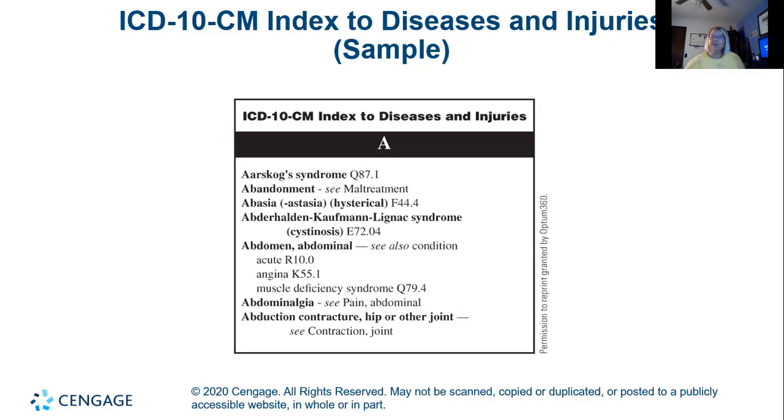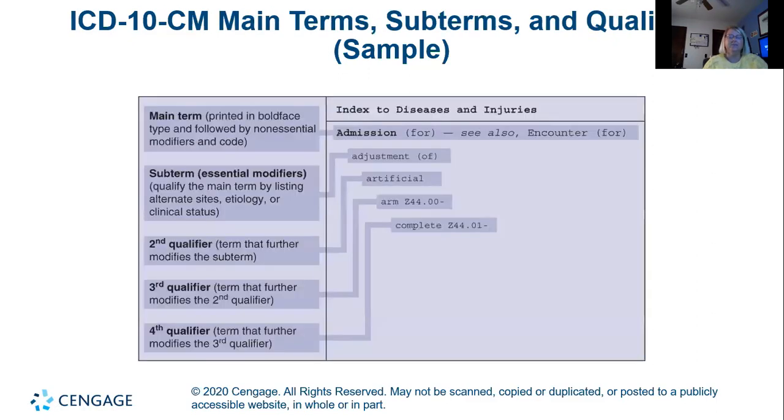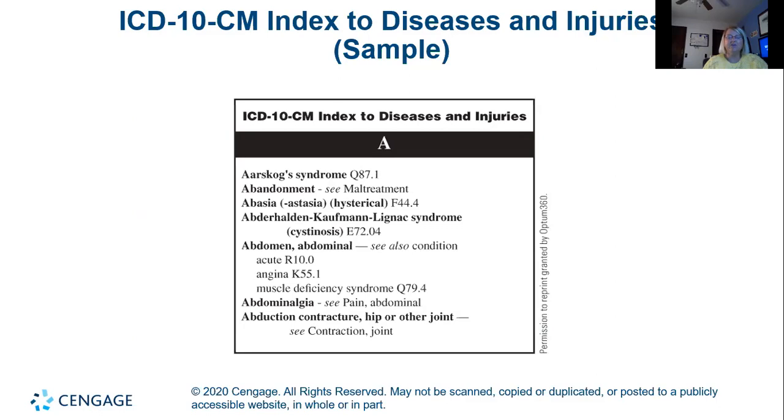So that's how we use the book. You look up your main term in the front of the book, you drill down, find your code, and then you go to the back of the book and verify it to see if it's correct. When I say drill down, for example, on this page, abdomen, abnormal, drill down to acute. Drill down means look down until you find acute and find your code.